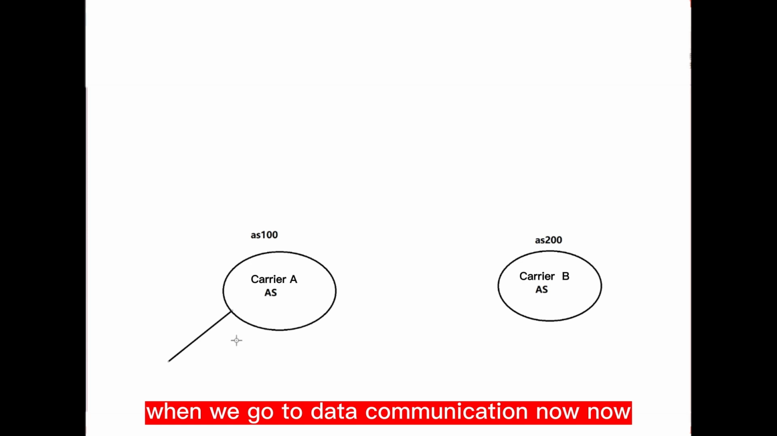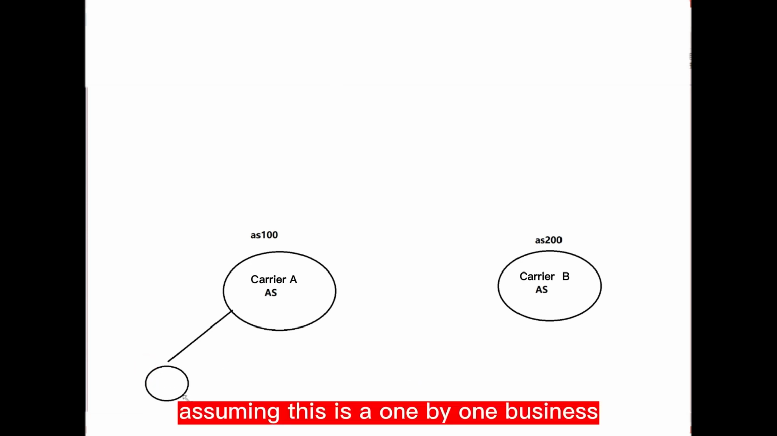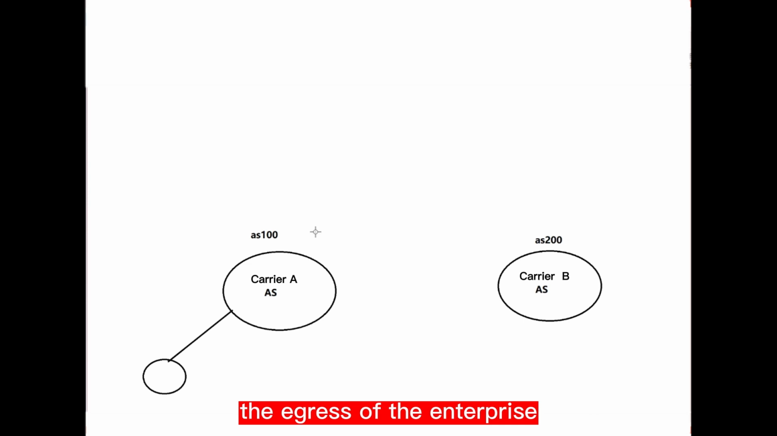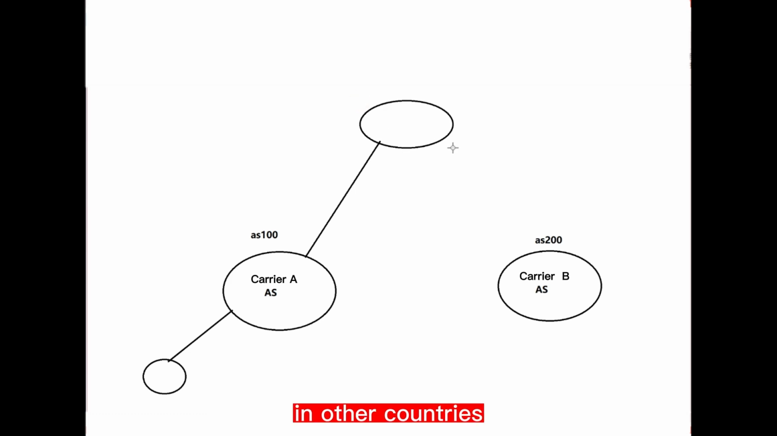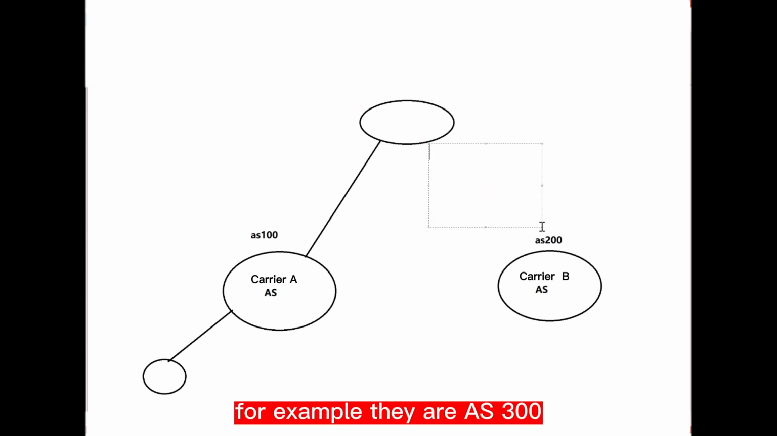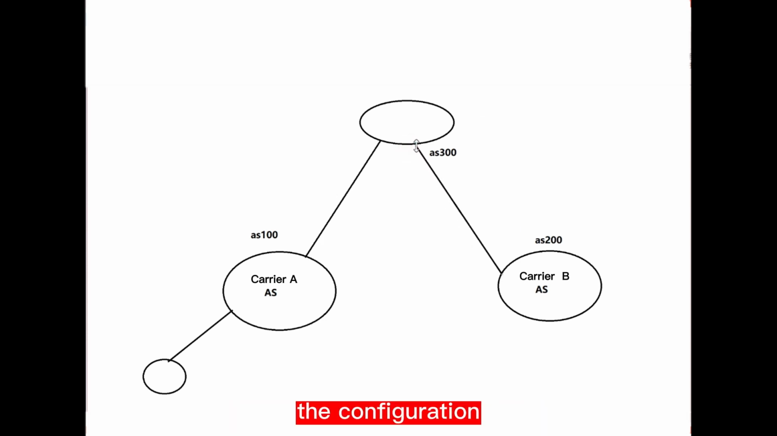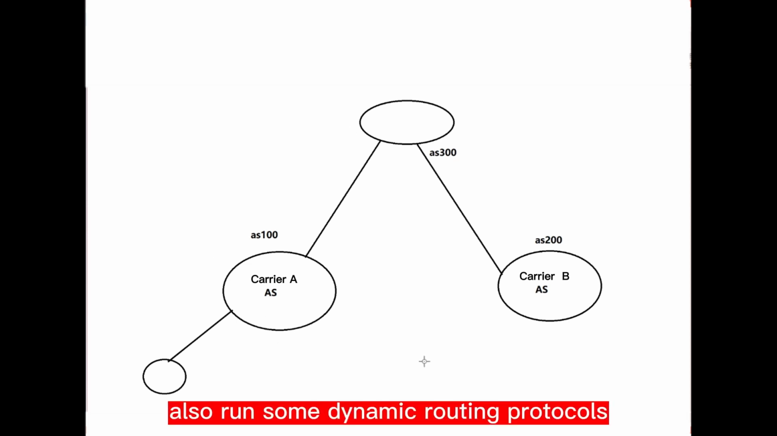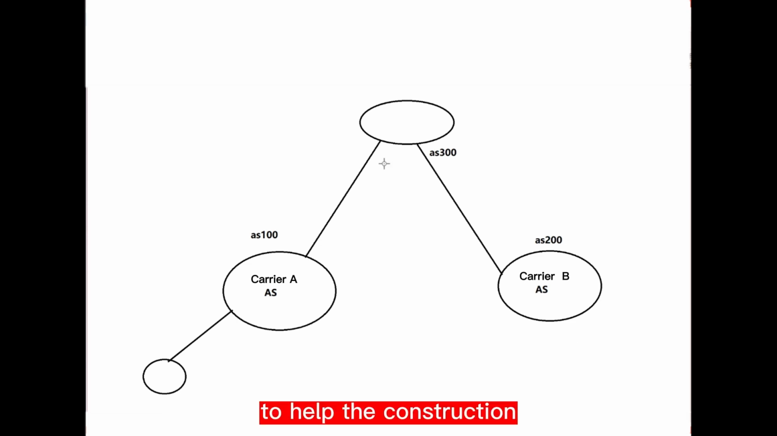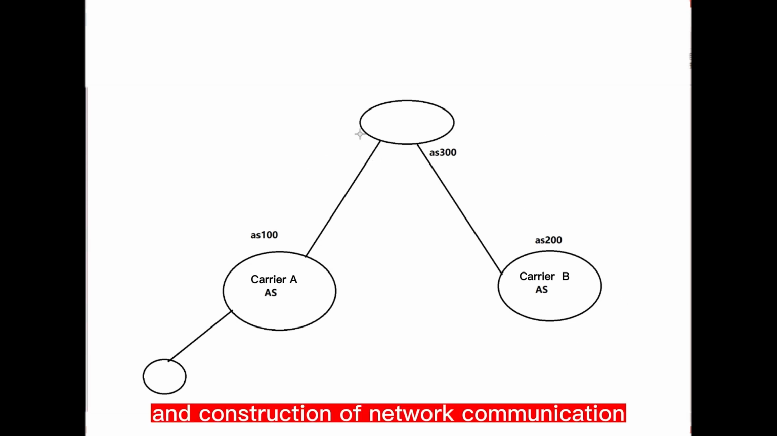You first need to know, actually, when we go to data communication now, assuming this is a business, the egress of the enterprise is connected to the network of operator A. What we are using now is the network of operator A. We can also connect to operators in other countries, for example they are AS 300. Then they will also interact with each other's data. The configuration of each other's routing protocols will also be performed, and they also run some dynamic routing protocols to help the construction of network communication.